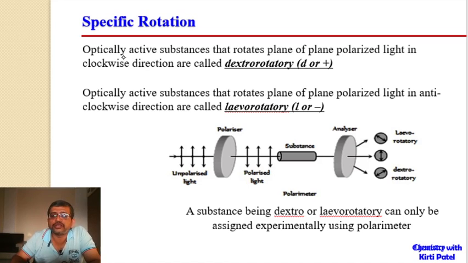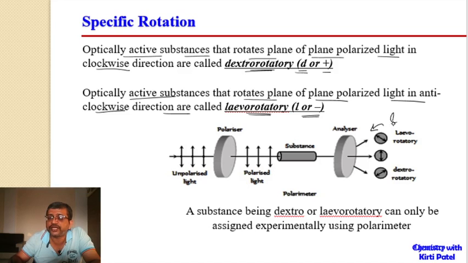The optically active substances, as we have seen, can rotate the plane of polarized light in either a clockwise or anti-clockwise direction. If it rotates in a clockwise direction, they are called dextro-rotatory and denoted by small d or plus sign. If the optically active substance rotates the plane of plane polarized light in an anti-clockwise direction, then it is called levorotatory, or small l or minus sign. So we can have two different substances.